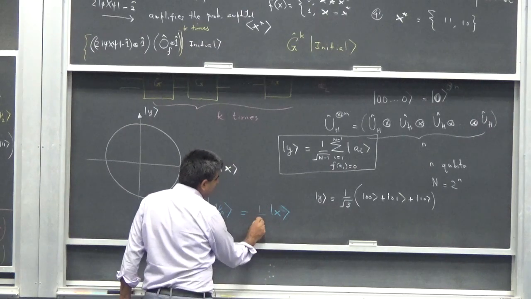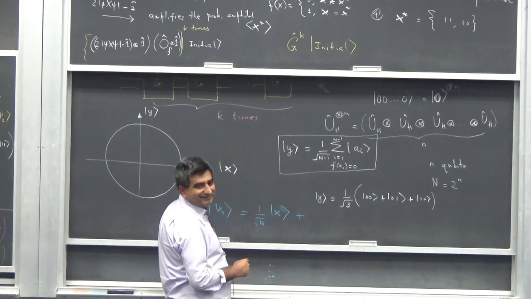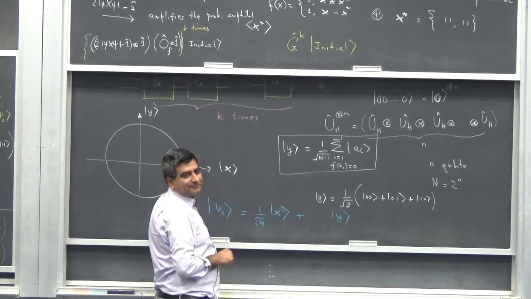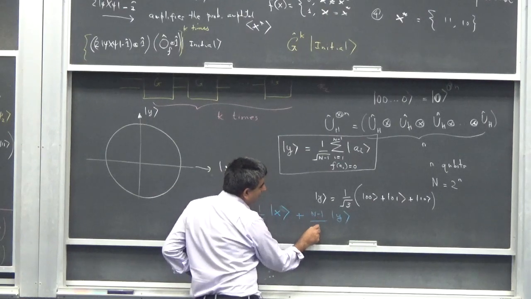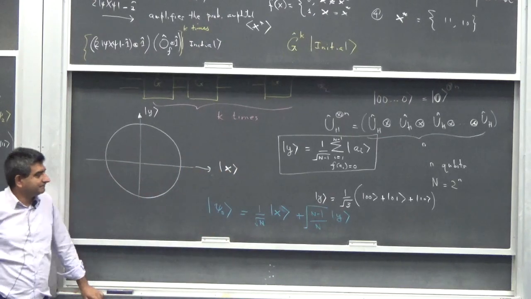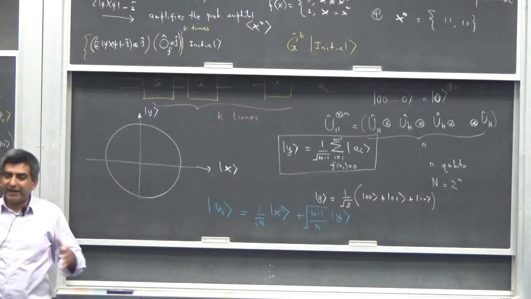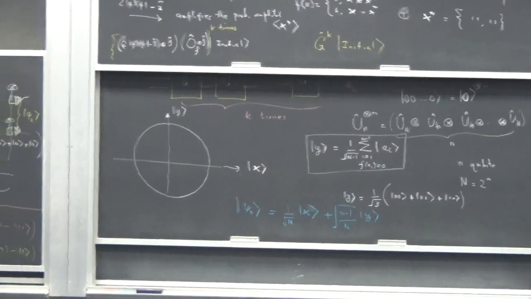1 over under root n plus everything else, which is ket y, but I also need to normalize this properly, so I put n minus 1 over n here. This keeps everything normalized. So this is my state psi naught that is being fed into the Grover operator, into the oracle, quantum oracle.